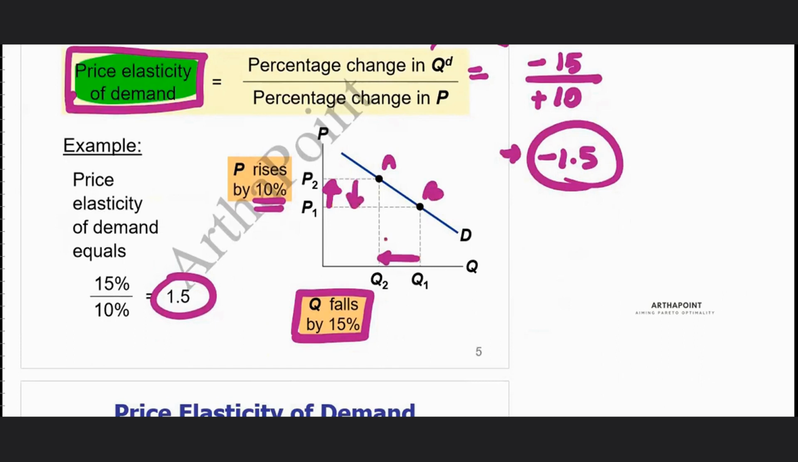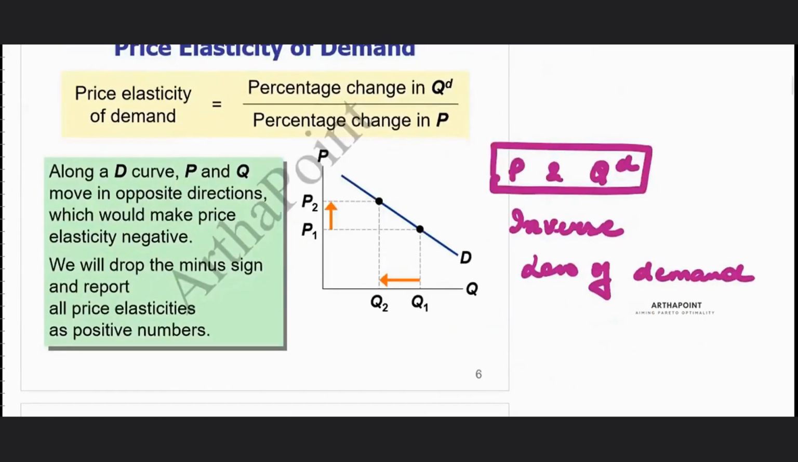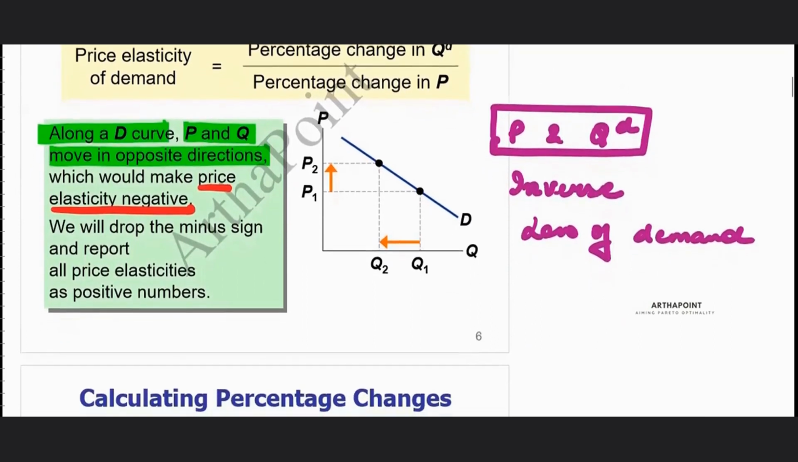When the price is decreasing, the quantity is increasing. So even if you reverse, they will move in opposite directions. Along the demand curve, price and quantity will always move in opposite directions. And because they move in opposite directions, the price elasticity will be negative.